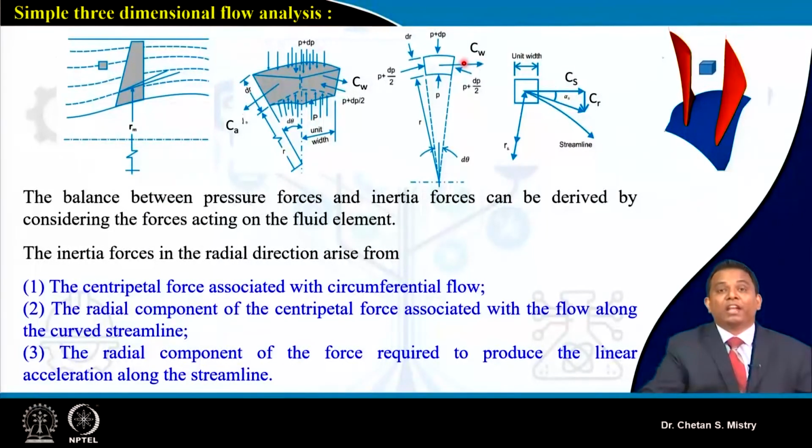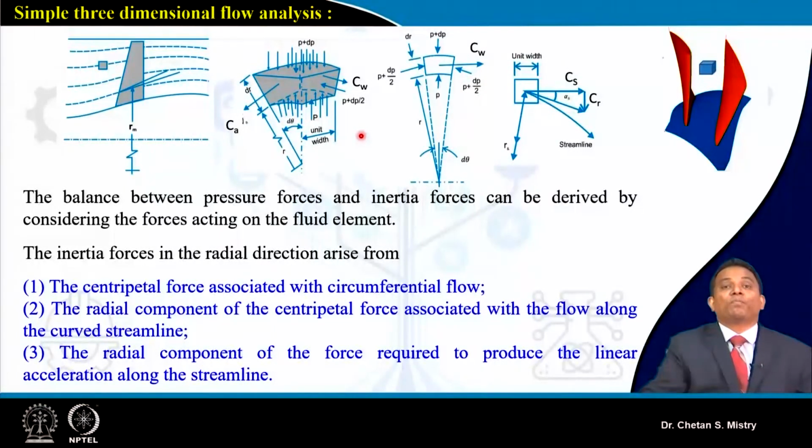Okay. Now, taking this as a phase, I will have my whirl component acting in this direction, and pressure forces acting on this element. On the other hand, you will see the streamline flow happening within this passage, and I will have one more parameter, the radial velocity component.